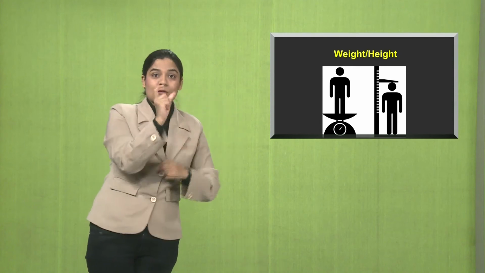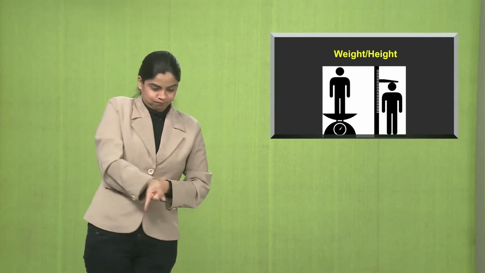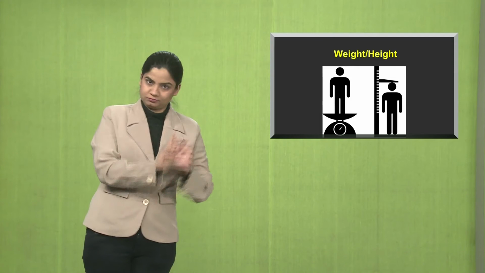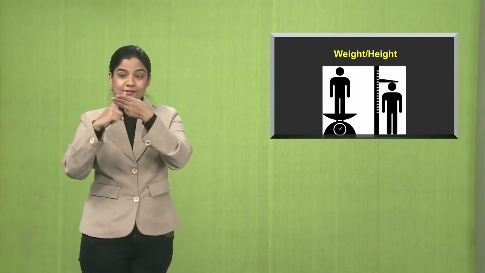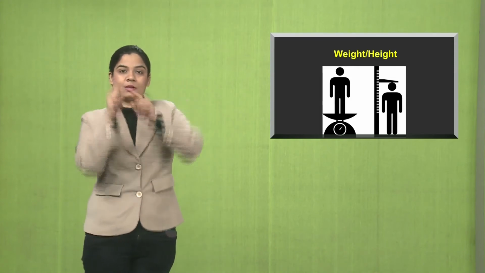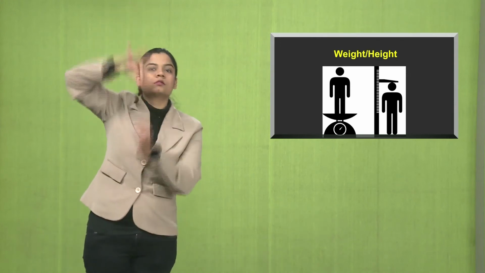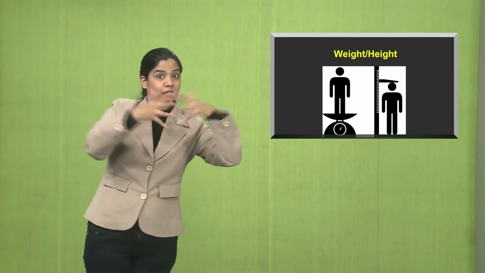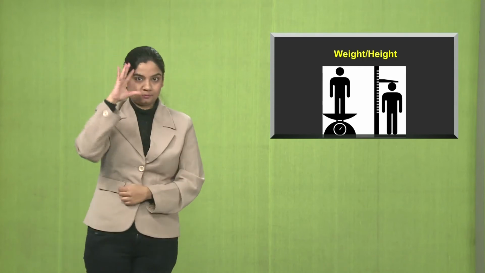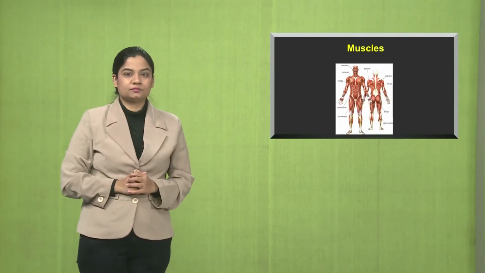Weights. Weights, as you can see, the body quantity, how much is the body weight, the measurement. And height is how much is the person's measurement. Weight is heaviness, height is measurement.